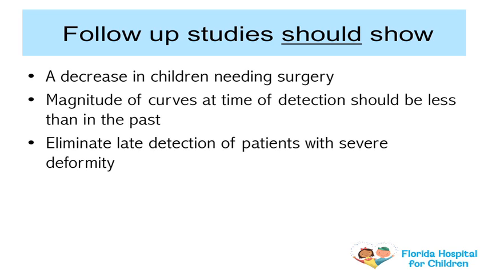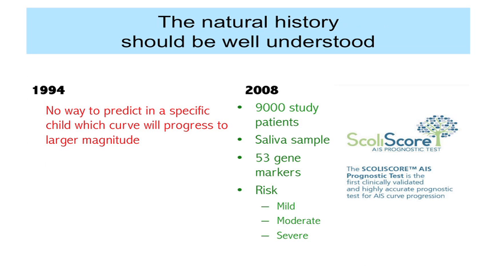present with severe curves. The problem with school screening, as with scoliosis, is it was very hard to know what would happen if you did nothing at all. And that was a very difficult thing to talk to parents about when faced with an 11 or 12-year-old child who has a small curve.